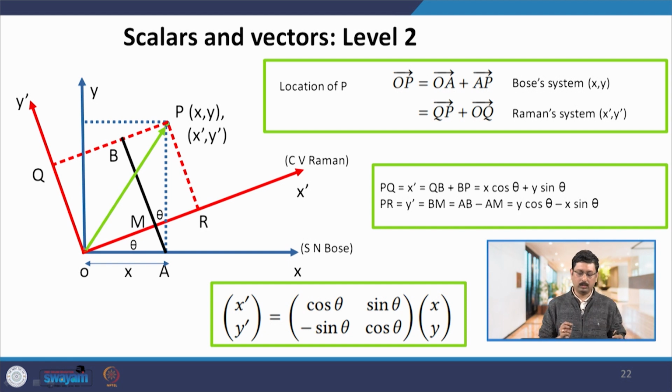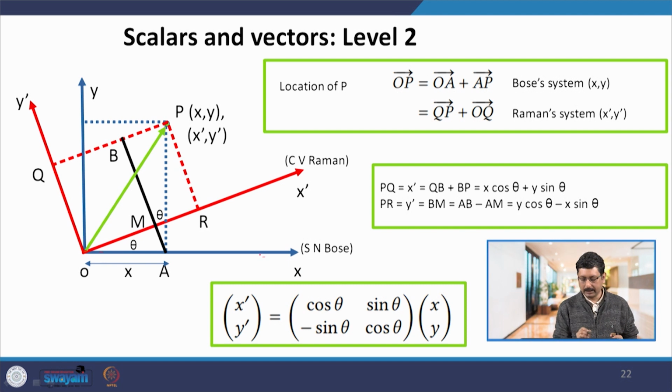We are assuming in this example that they are in a plane. So, there is no z axis, they are in the xy plane for simplicity. So, how do they describe the location of point P from O? Well, S.N. Bose, let us say the first one of them, will consider this point O where he is standing as the origin and he will draw a coordinate system, let us say the blue coordinate system.